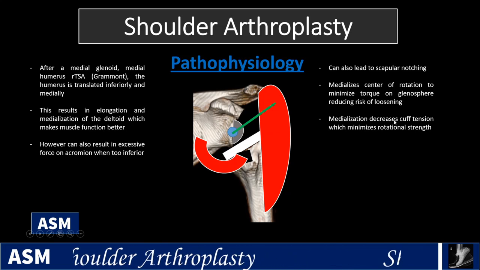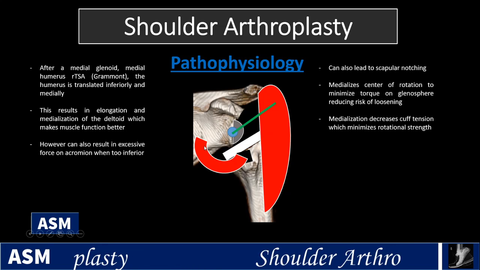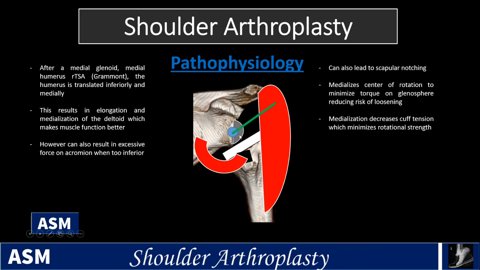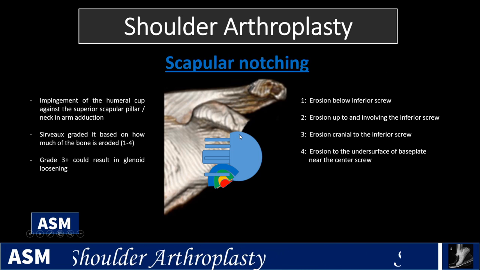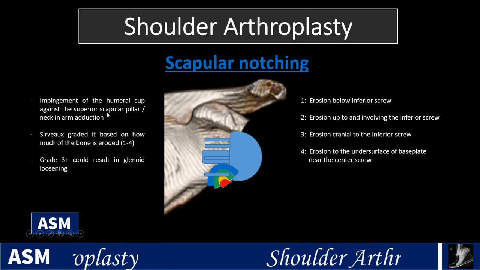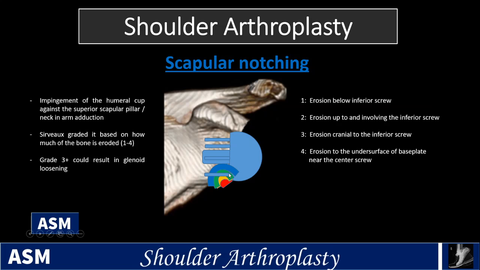Medialization will potentially decrease cuff tension. So you can see in this model the subscap being a little bit redundant, so in theory would decrease rotational strength with this model. So just on scapular notching, this is impingement of the humeral cup against the superior scapular pillar or neck when you do shoulder adduction.